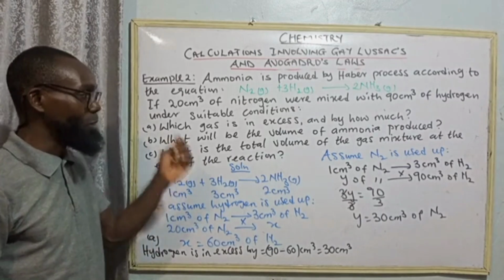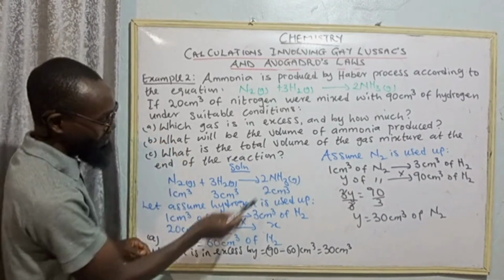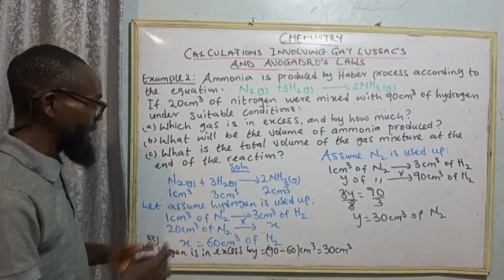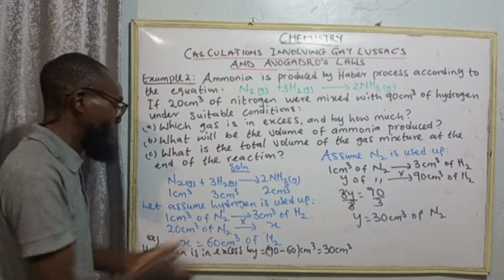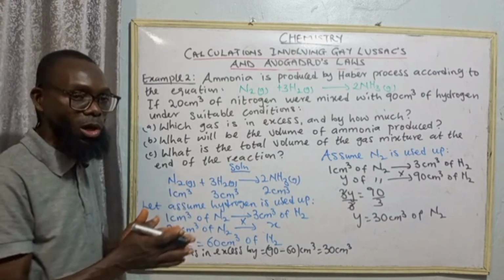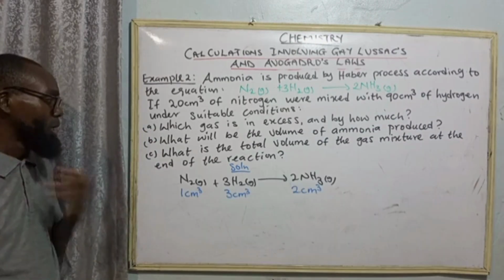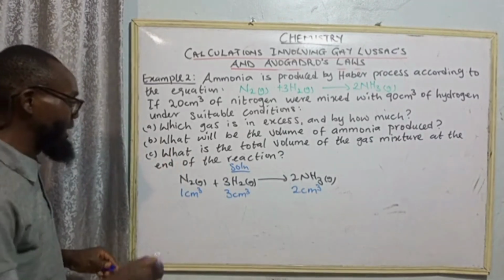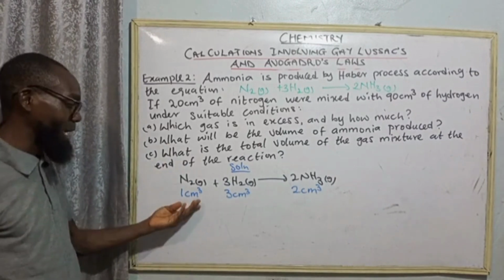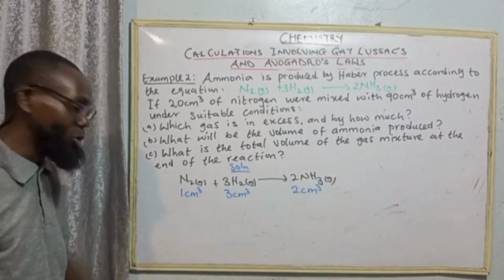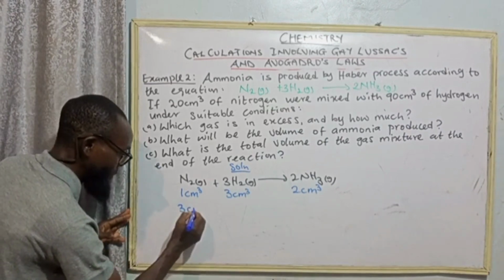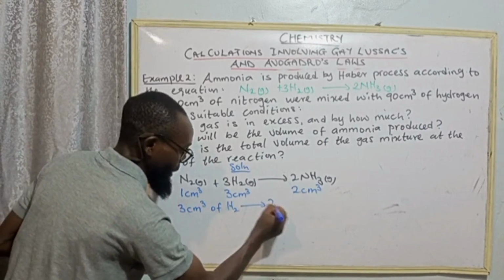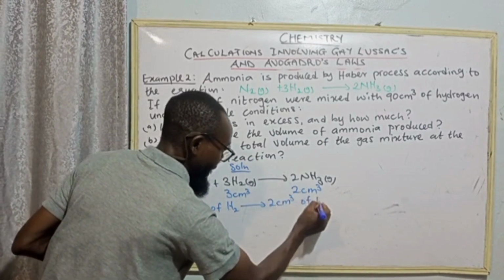Question B. What will be the volume of ammonia produced? This ammonia we want to produce, what is going to be its volume? From here, you can calculate the volume of ammonia either from your nitrogen or from your hydrogen. Let me use hydrogen. 3 cm cube of hydrogen produces 2 cm cube of ammonia gas.